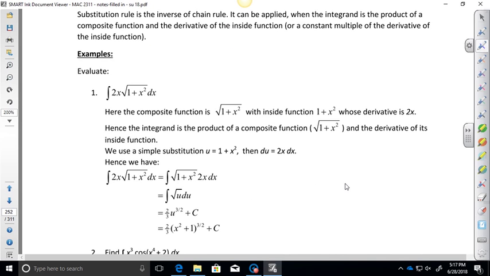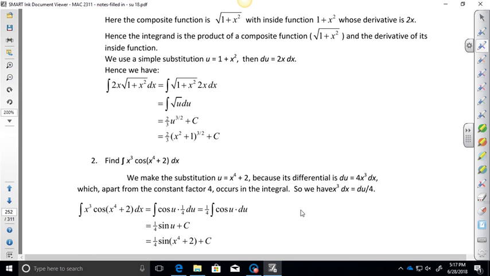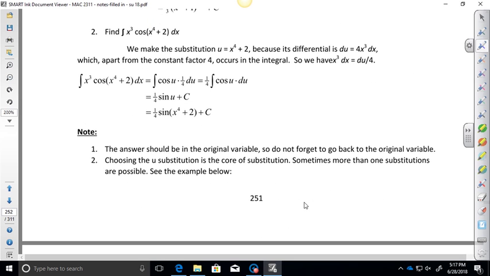So this is integration by substitution. First, we have to make sure it is integration by substitution. Then you take u as the inside of the composite function. I have two examples done here. Please look at that note. The answer should be in the original variable, so please do not forget to change your u back to the original variable. Choosing u is the main thing here.